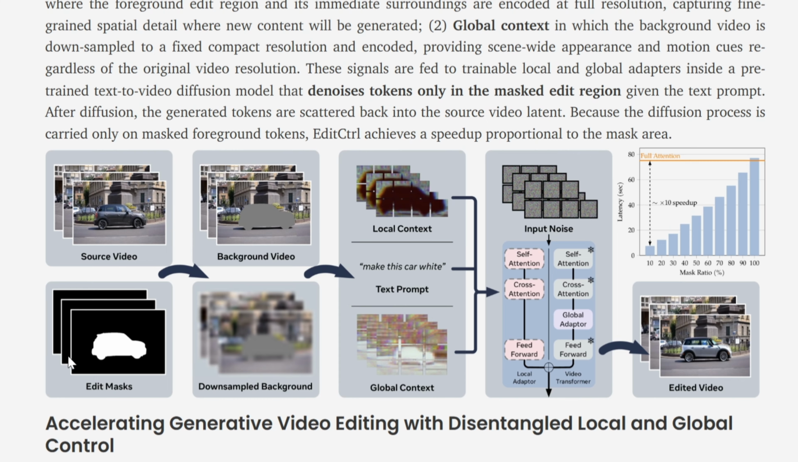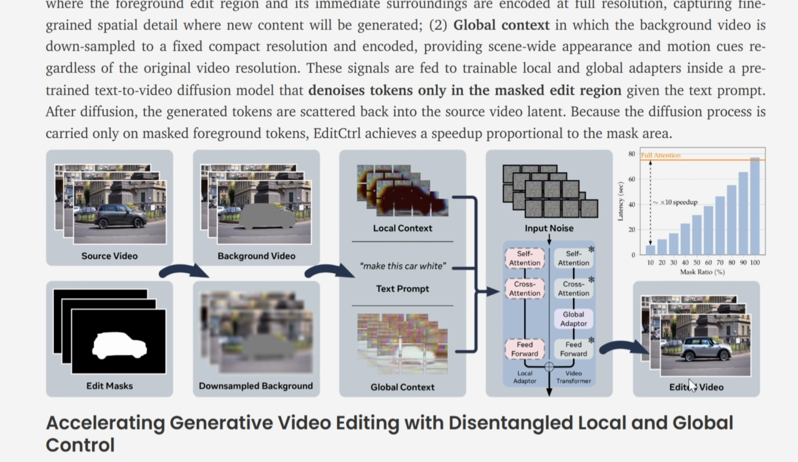Here's how it works. You define a mask, the region you want to change. You give it a text prompt describing what you want. The EditCtrl process only runs on the masked region. The rest of the video stays untouched. Then the newly generated content gets composited back in.